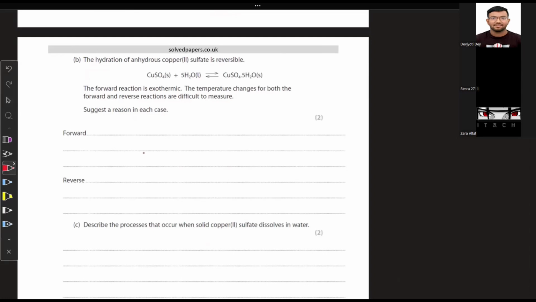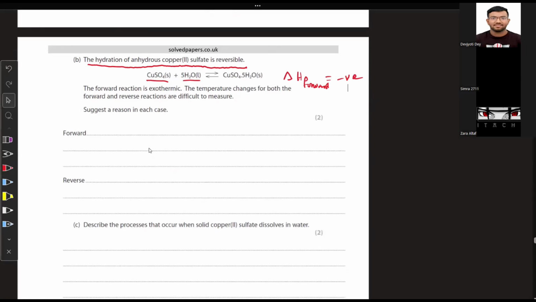Okay, so the hydration of anhydrous copper II sulfate is reversible. So you have copper II sulfate and water. When it reacts, the forward reaction is exothermic. So what they're trying to say is that the H forward down here is a negative value. The temperature change for both the forward and reverse reactions is difficult to measure. Suggest a reason for this in this case.